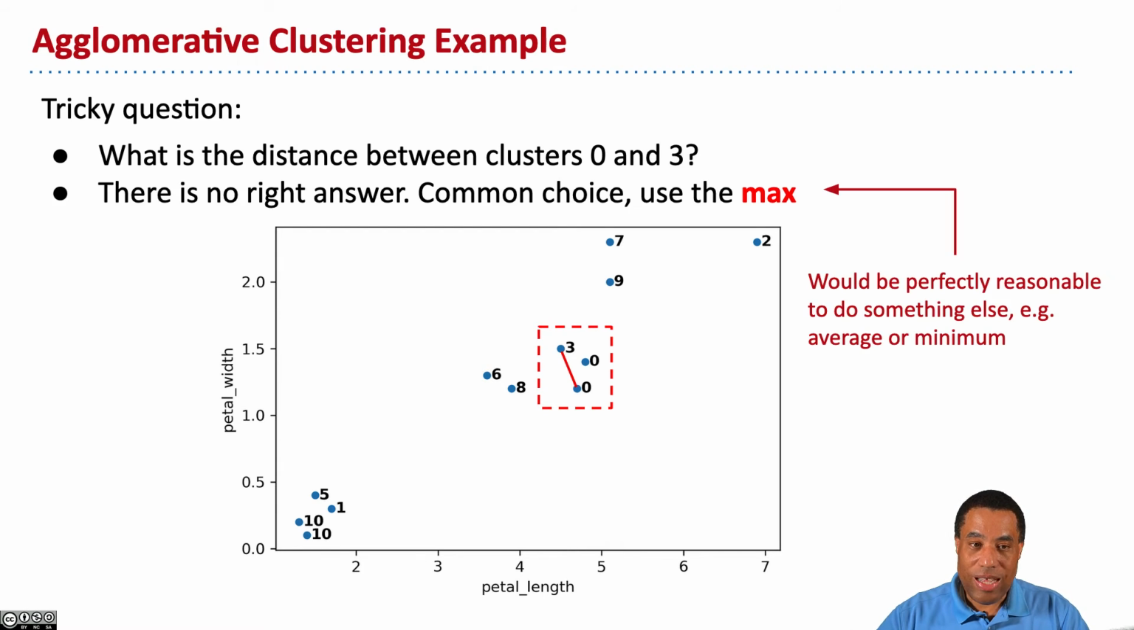And so at the end of the day, there's really no right answer, but a common choice is to use the maximum. Equally acceptable would have been to use the minimum or to use the average. And so here we're going to take the maximum distance, so that's the distance between 3 and the lower value for 0. But again, we could have used average, we could have used minimum, we could have used something else. We'll just take max. Okay, so now what are going to be our next two closest clusters?